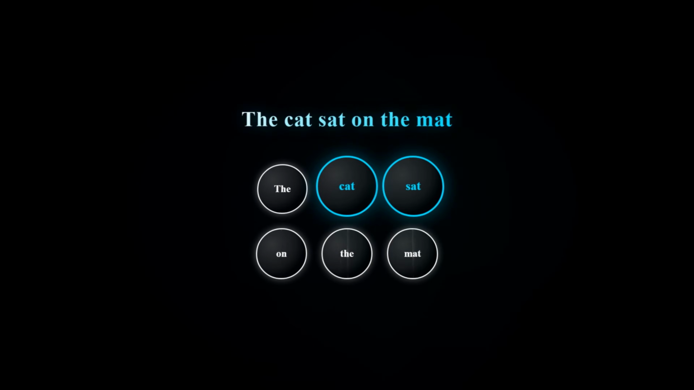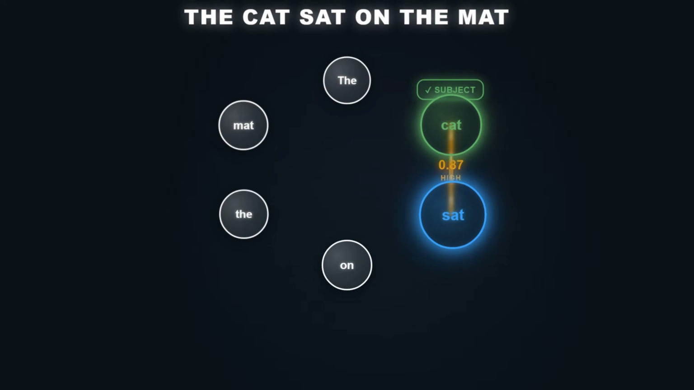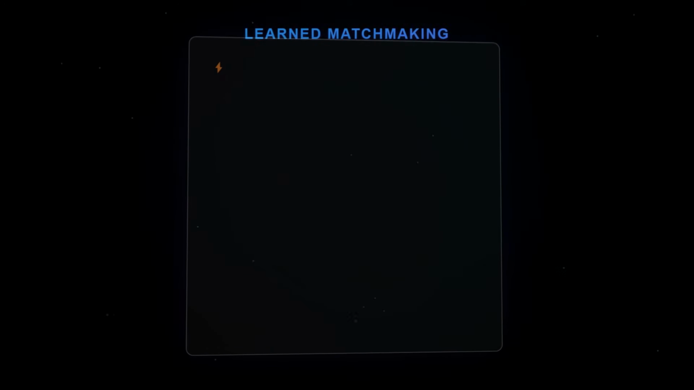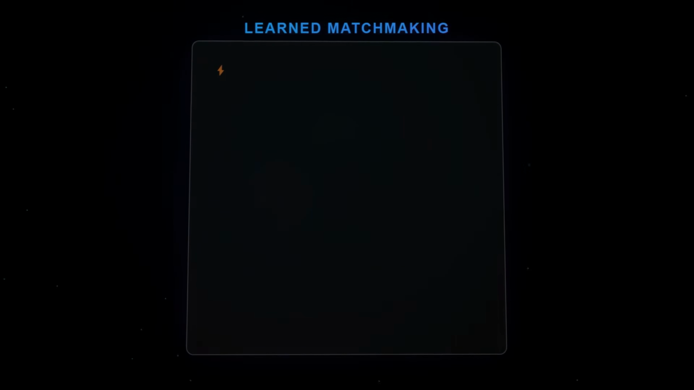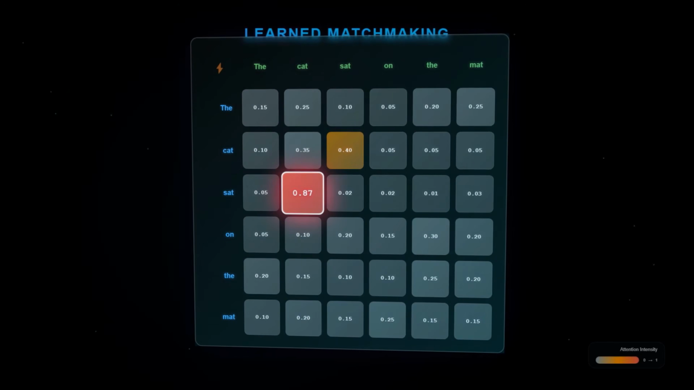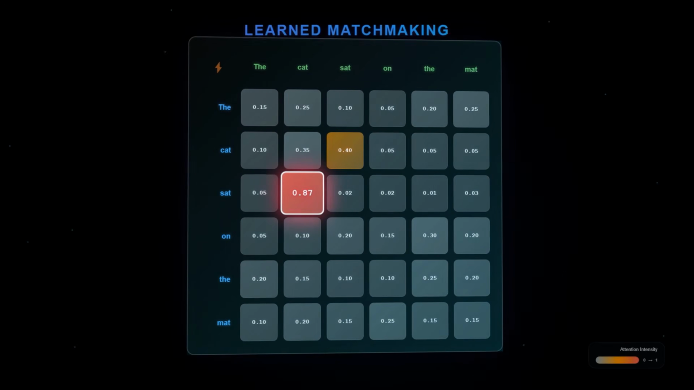Let's see this in action with a real sentence. The cat sat on the mat. When processing the word sat, it creates a query. I need my subject. The word cat has a key that says, I'm a subject noun. Their compatibility? High. So sat pays strong attention to cat. Meanwhile, mat has a key saying, I'm a location noun. The compatibility with sat looking for a subject? Much lower. This is learned matchmaking for information. The model learns what patterns to look for, what connections matter. And it does this for every single word, with every other word, all at once.